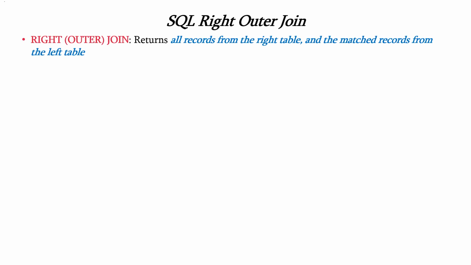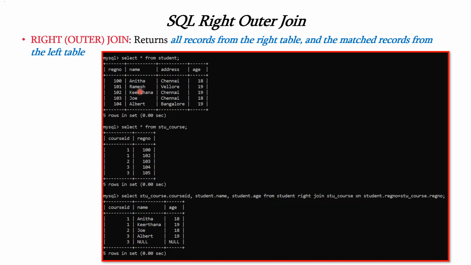Next, right outer join. This is the opposite of left outer join. So it returns all the records from the right table and the matched records from the left table. For the missing values in the left table, it will return null values. So we consider the student table and student course table here.